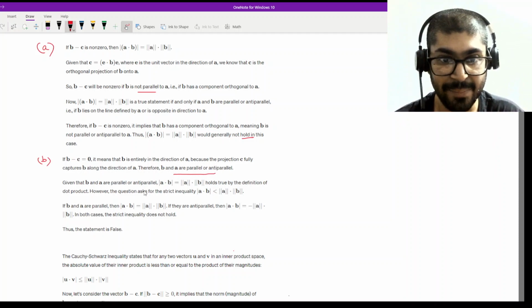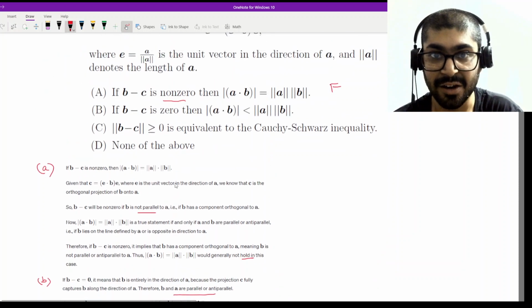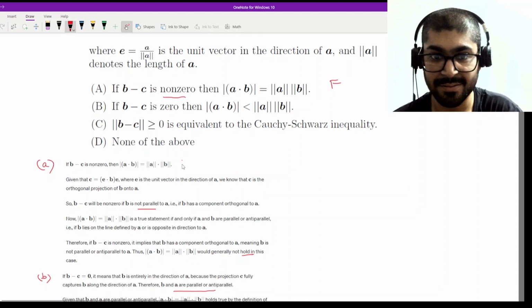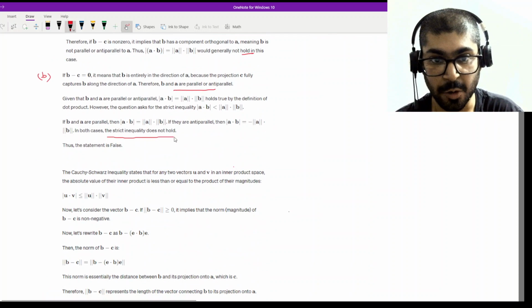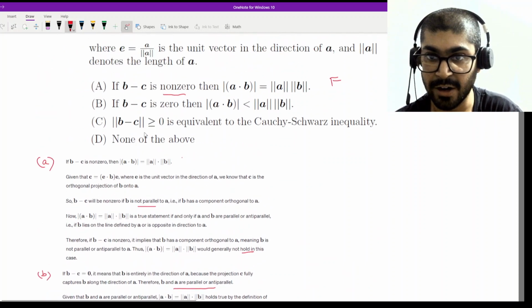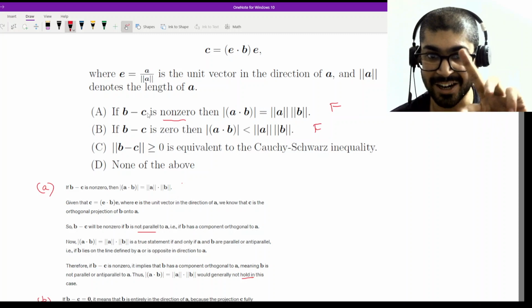Now if B and A are parallel or anti-parallel, then by the definition of the dot product we have equality. But the question says less than, so clearly this is not true. The strict inequality does not hold. Alright, so this is false. Okay, so the conditions are just reversed.